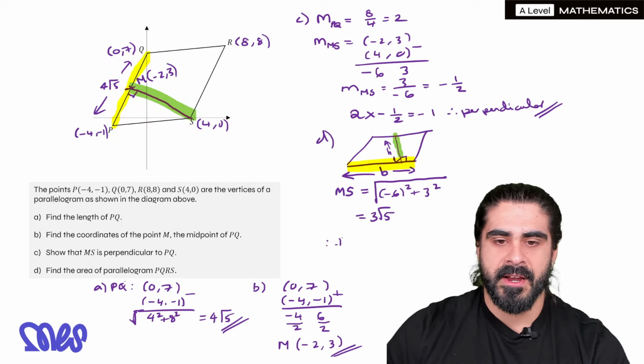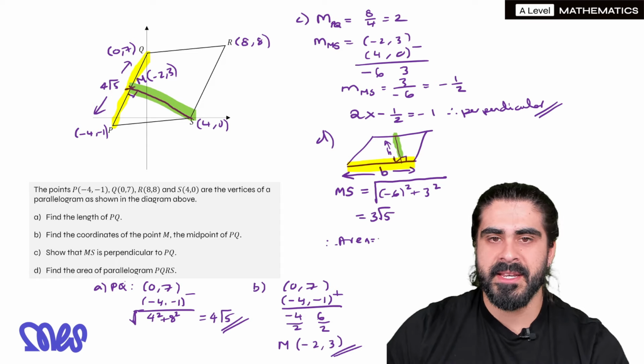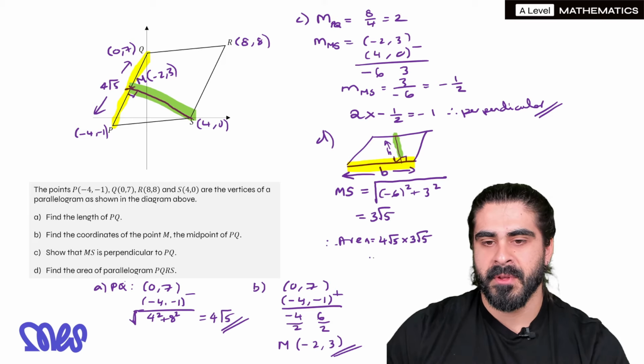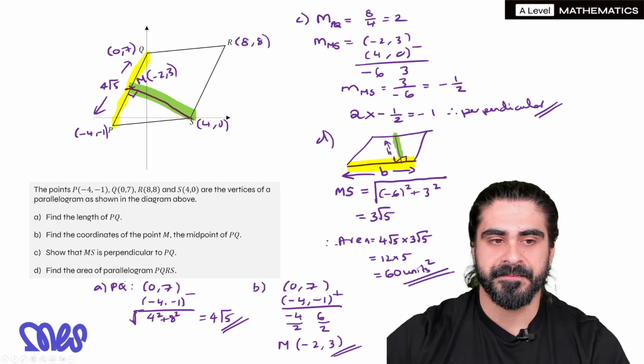Therefore, the area is the base length, which we said was 4 root 5, times by the height, 3 root 5. 4 times 3 is 12. Root 5 times root 5 is 5. And that then gives us 60 units squared. And this is our solution.